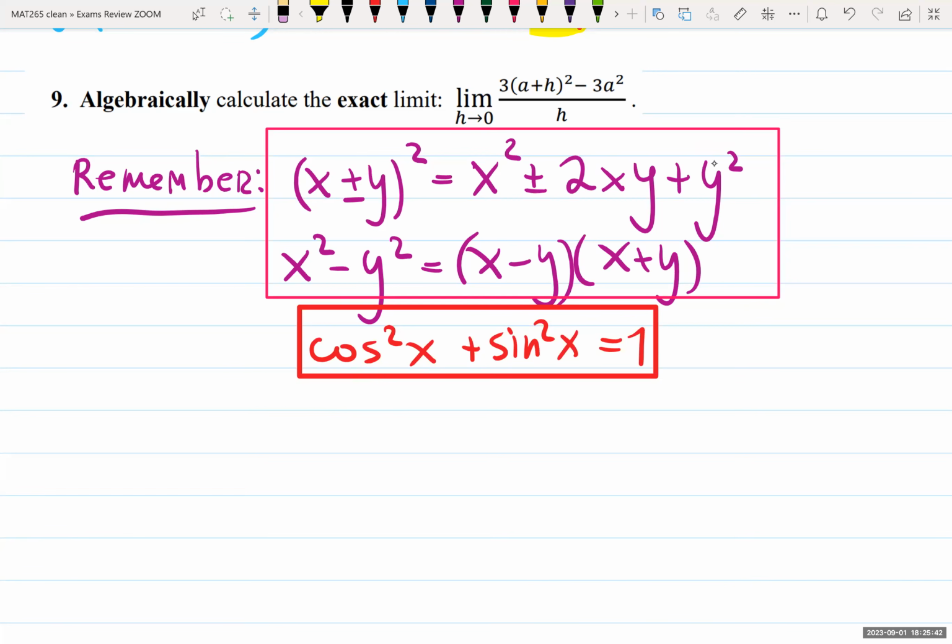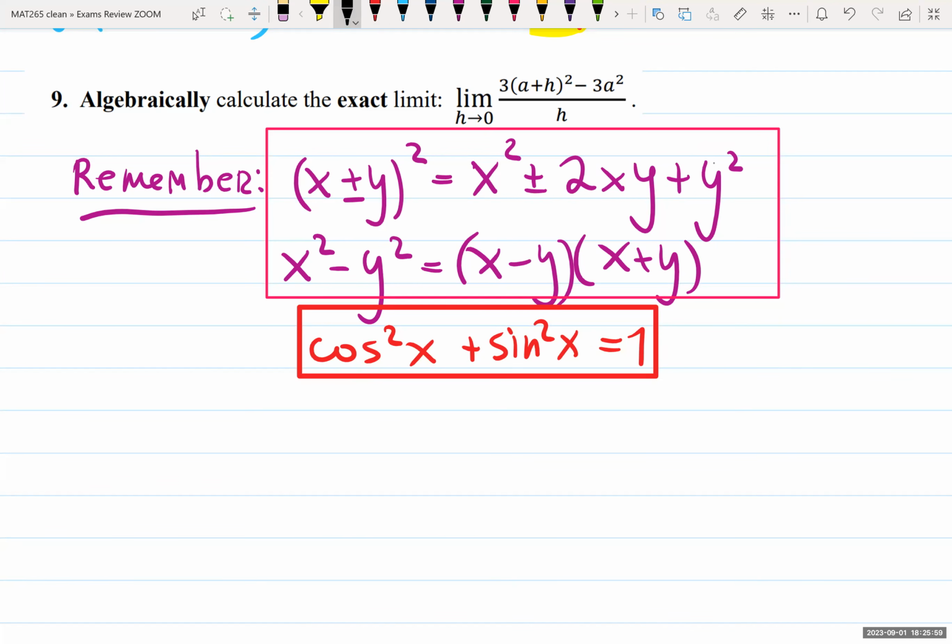I'm sorry, what was the name of those first two formulas called? You said one of them was the difference of squares? Yeah, the second one was a difference of squares, and the first one is square of sum or difference. You don't have to know the name. I would say just know how to use it. Yeah, but thank you for asking.